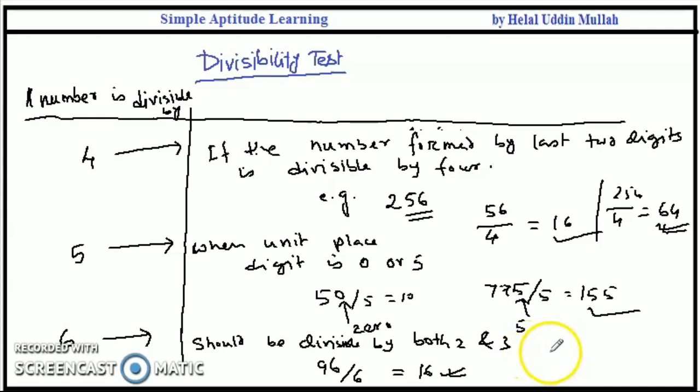So for a given big number, we can check this type of result, maybe for divisibility by 6. Since the unit digit is 6, it is an even number, so it is divisible by 2. And the sum of the digits is equal to 18, so it is also divisible by 3. Since it is divisible by both 2 and 3, this number will surely be divisible by 6 also.